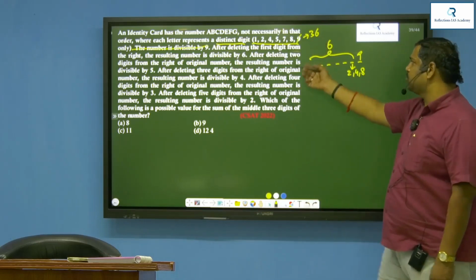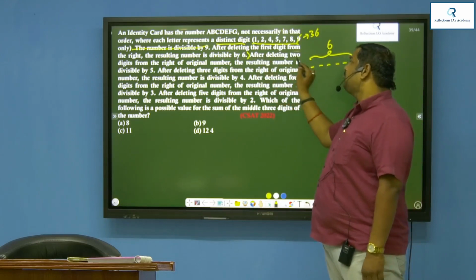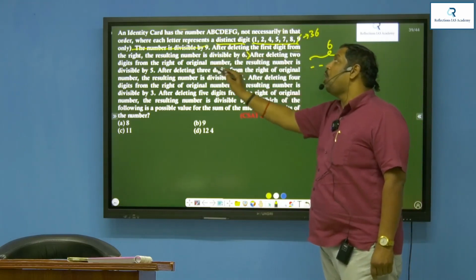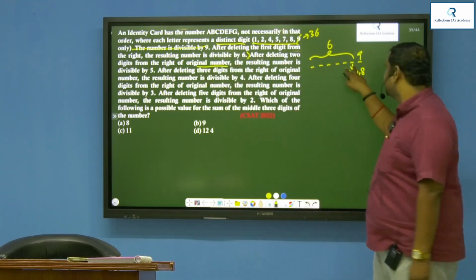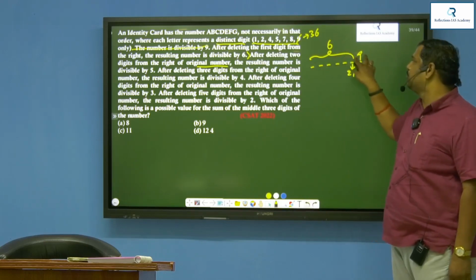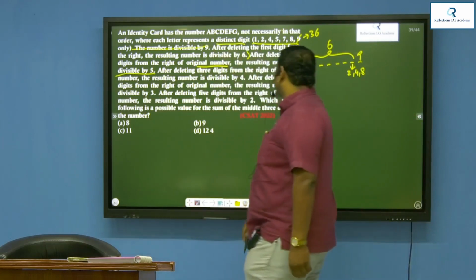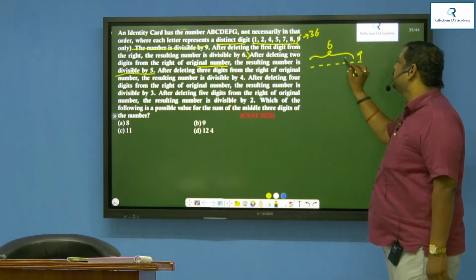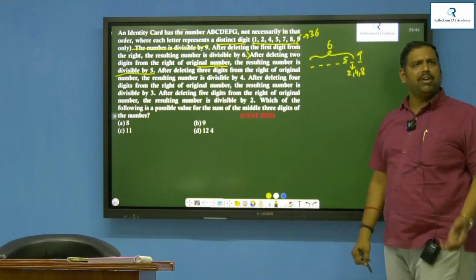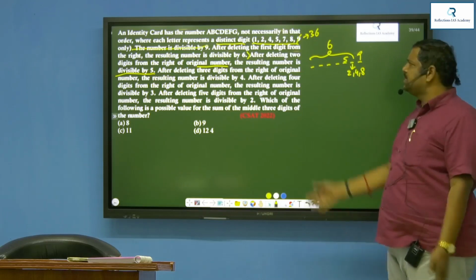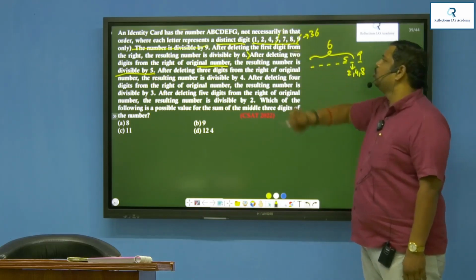Come to the next one. After deleting 2 digits from the right of the original number, not from this case, from the original, the result is divisible by 5. This is divisible by 5, means this digit should be 5, yes or no? Divisible by 5 means last digit should be either 5 or 0. 0 is not there, means that is 5. So 5 is ruled out.